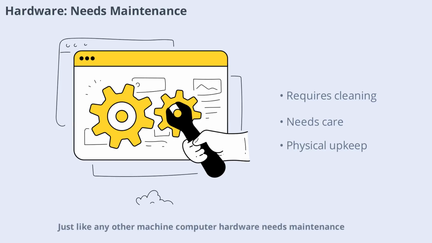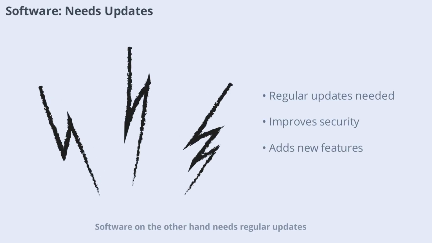Just like any other machine, computer hardware needs maintenance. Dusting your keyboard, cleaning your monitor, and ensuring your computer stays cool are all part of keeping hardware in good shape. Software, on the other hand, needs regular updates. These updates help fix security issues, add new features, and keep your computer running smoothly. Keeping your software up to date is important for safety and performance.